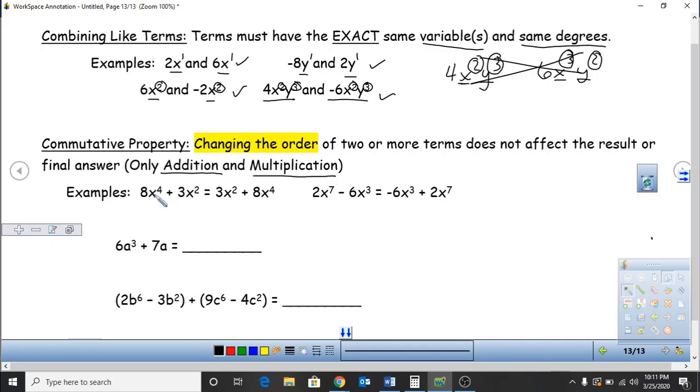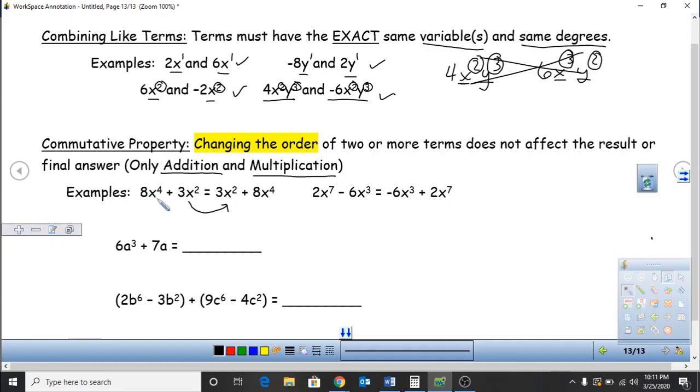So here's an example. I have 8x to the power of 4 plus 3x squared, all right? The commutative property allows me to rearrange these things. So what I mean by that is notice how this 8x to the power of 4 is over here also, 8x to the power of 4, and then this 3x squared is over here.